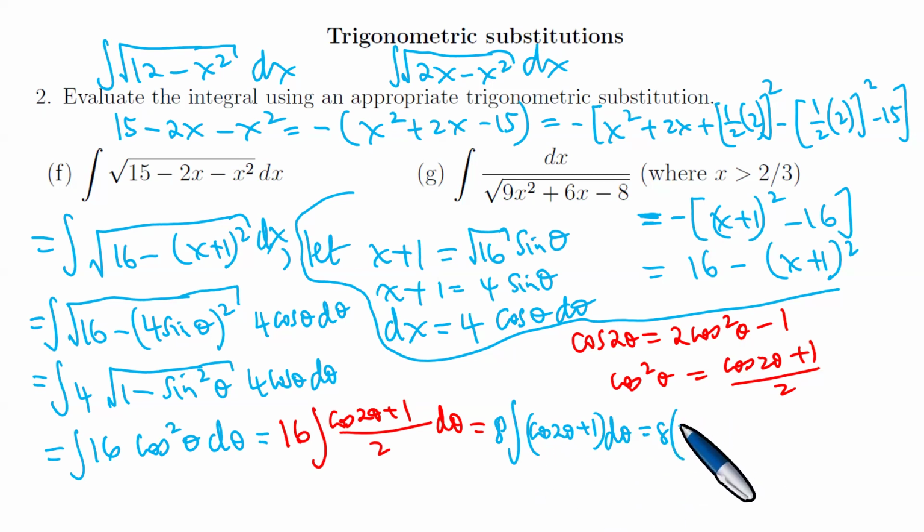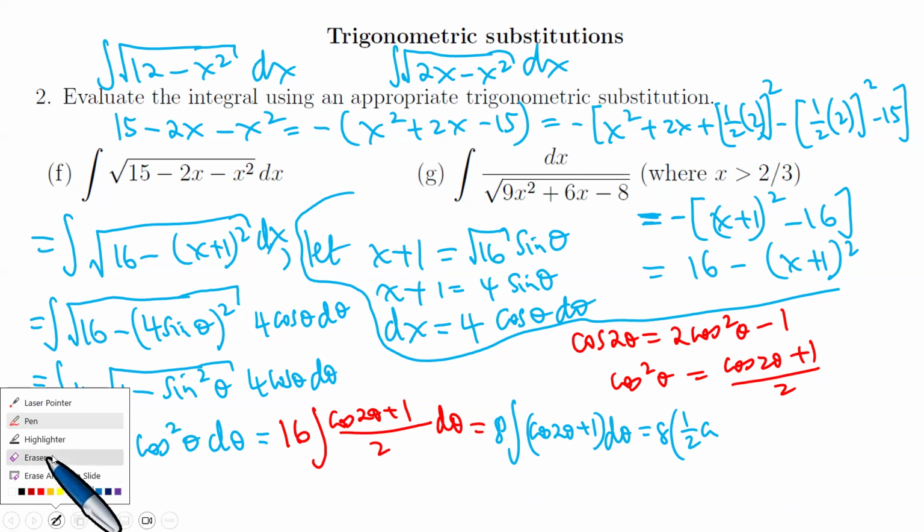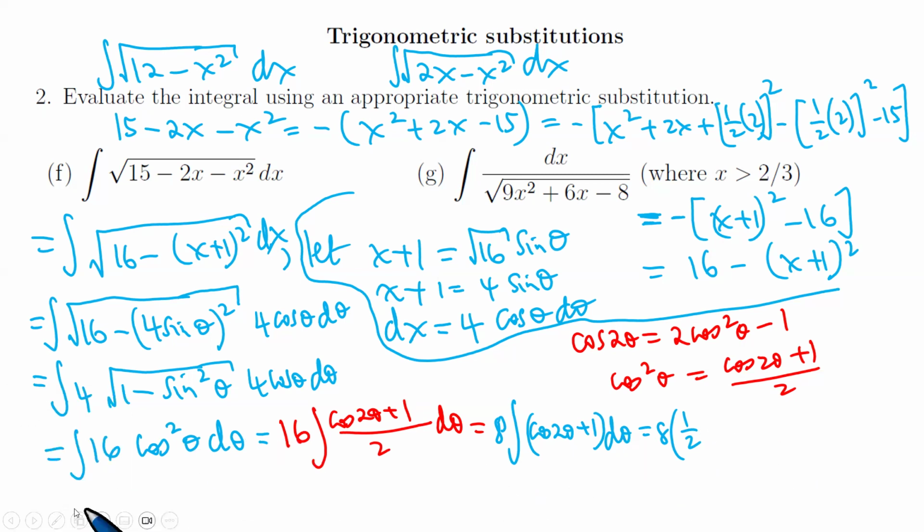What is the integral of this now? The integral of this one is half the sine. The integral of the cosine is half the sine of 2 theta. Check this out. So it becomes half the sine of 2 theta plus c. Okay, this is already the answer, but we must change it back to x.